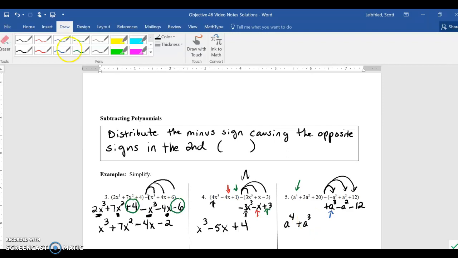The next one we go to is a squared. Well, over here we have minus a squared. So 3a squared minus 1a squared would be 2a squared. And then the last one to do is we have 20. We have negative 12. 20 minus 12 is 8. So it's plus 8.